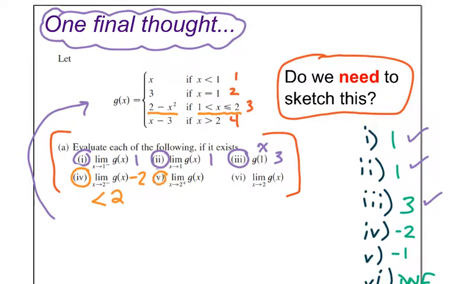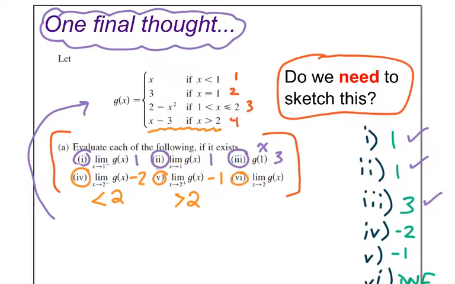All right, for 5. I want 2 from the positive side, so look and see which equation talks about positive 2, to the right of 2, meaning greater than 2. And if you look up here on top, the equation that is to the right of 2 is equation 4 here. So again, it's directly substituted in 2. 2 minus 3 is minus 1.